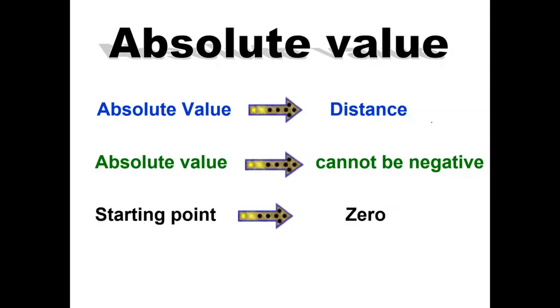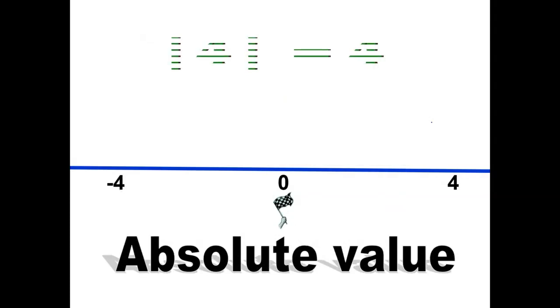The starting point in the number line is going to be 0. For us, I'm going to put it in the center of my number line. Let's make a number line. Here's my number line, the 0, and I have +4 on the right side, -4 on the left side.